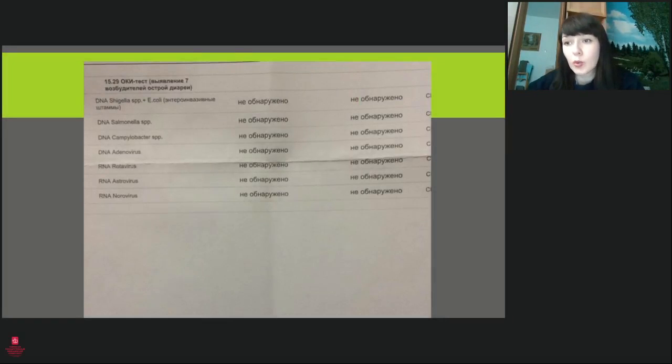In this picture, I want to show you how we see the results of a laboratory method such as real-time PCR. PCR includes seven different causative agents of children's gastroenteritis, such as Shigella and Escherichia coli, enteroinvasive strains, Salmonella, different strains, Campylobacter, and viruses. There are four viruses: adenovirus, rotavirus, astrovirus, and norovirus. In these results, we haven't any causative agent of acute gastroenteritis.